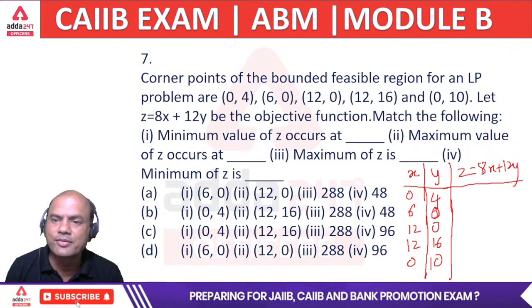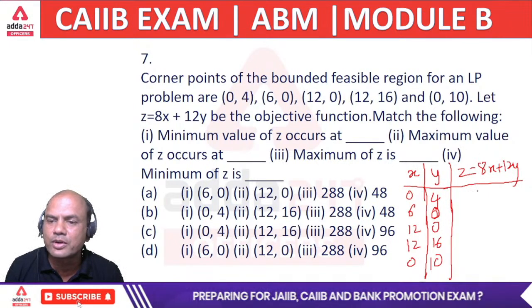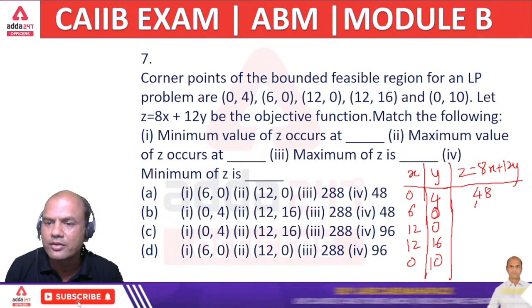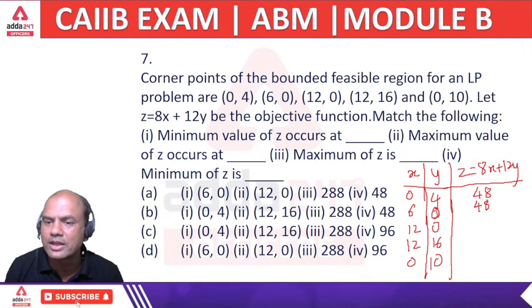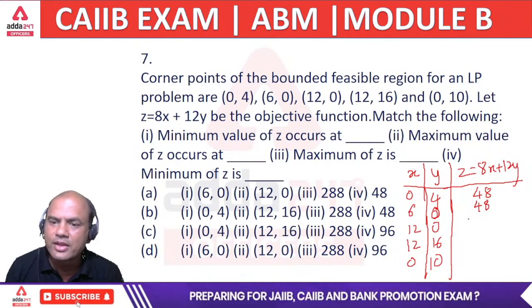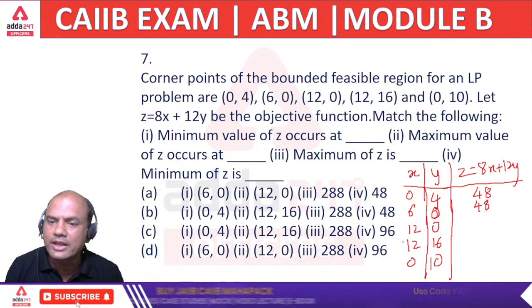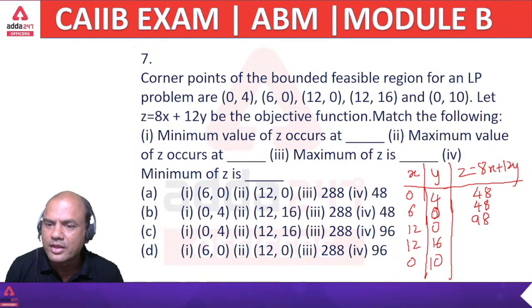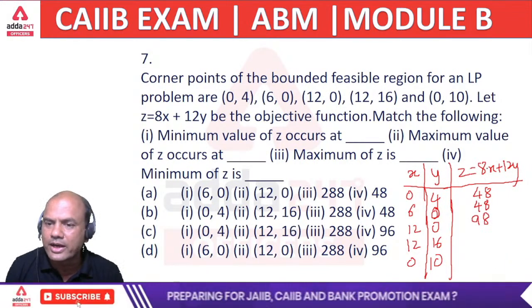Okay, let's try. 8 into 0 plus 12 into 4 is 48. Okay, 48. Then 8 into 6 is 48. 48 two times over here, because 12 into 0 is 0, right? Then third, 8 into 12 is 96. Okay, because the other part is 0. Then 12 into 8 is 96.